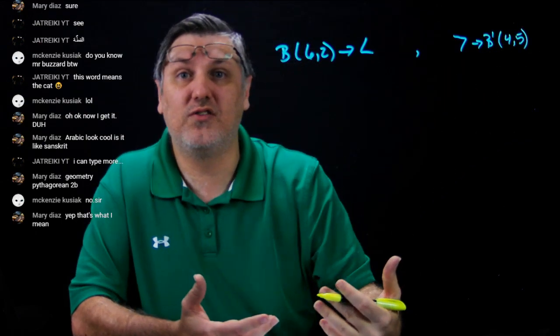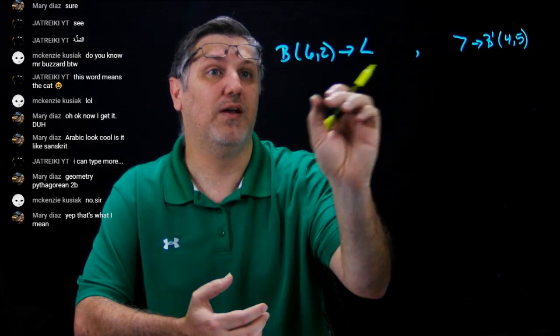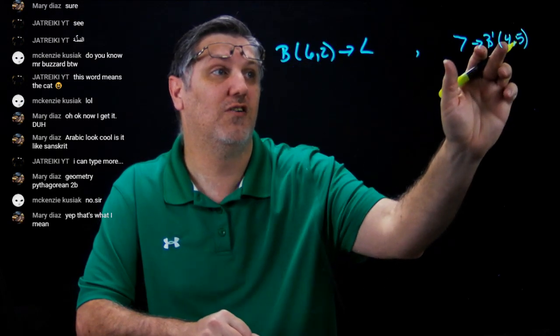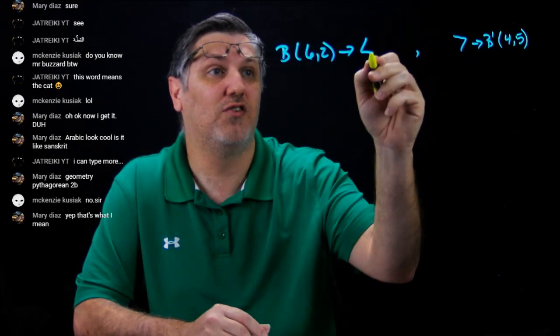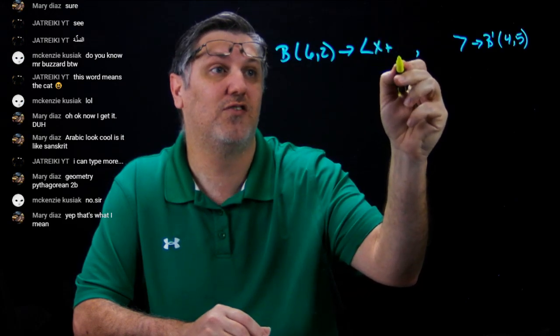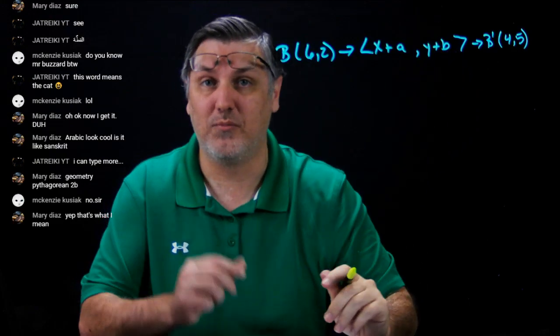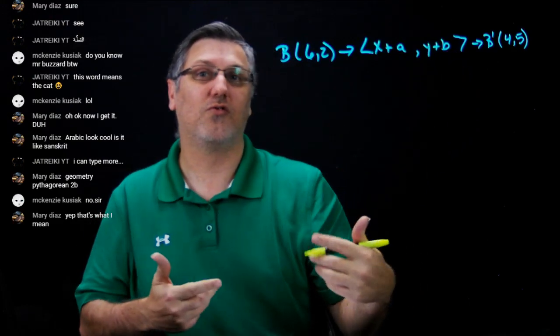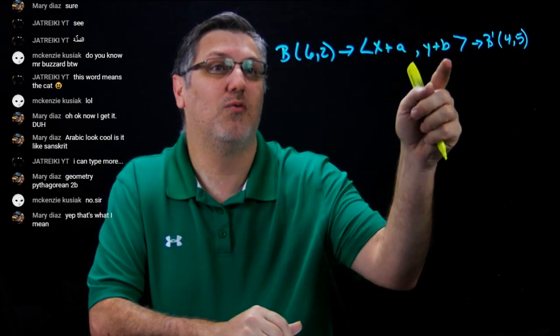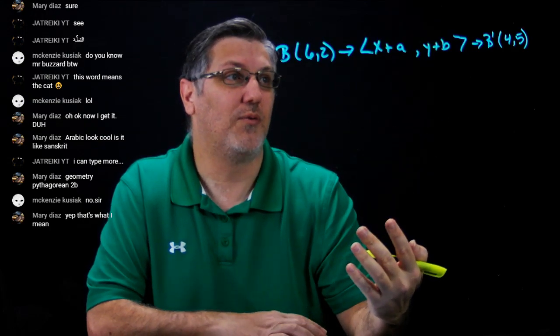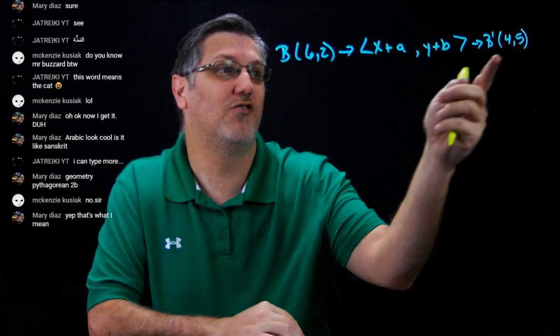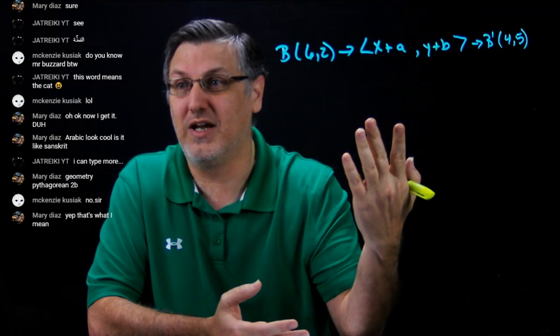And what it wants to know, what is this mapping? How did I turn 6 into 4? Well, this equation is going to be x plus some random number, and this is going to be y plus a different random number. So the question here is, what's A, what's B? Some of these you should be able to see pretty quick. 6 turns into 4 by subtracting 2, so A is going to be negative 2.